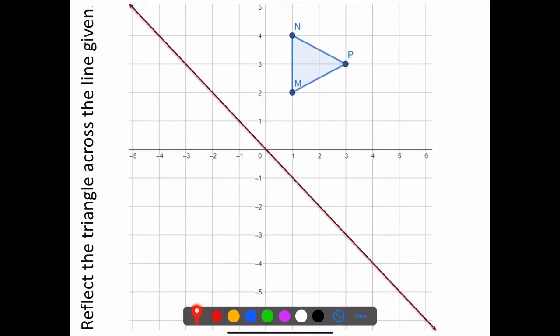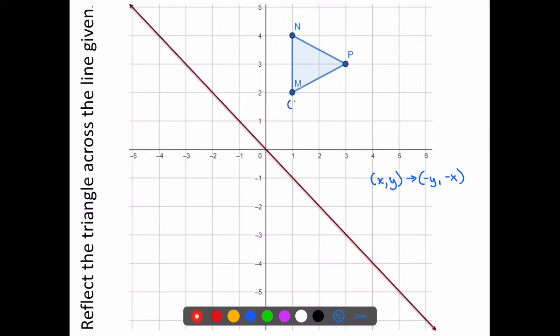So next up is the line y equals negative x. Again, try and reflect our triangle across the line y equals negative x. So if we recall our rule here, (x, y) will turn to (negative y, negative x). We're flipping our x and y places, and then we're negating both of them. They both become negative. So therefore, I'm going to go ahead and find my points first.